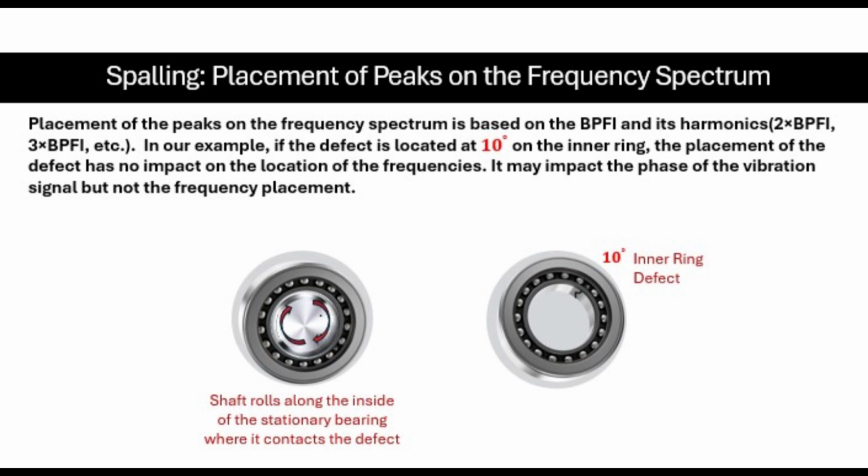Placement of the peaks on the frequency spectrum is based on the BPFI and its harmonics. First harmonic is located at 2 times BPFI, base peak of BPFI. The second harmonic is located at 3 times BPFI, and so forth. In our example, if the defect is located at 10 degrees on the inner ring, the placement of the defect has no impact on the location of the frequencies. It may, however, impact the phase of the vibration signal but not the frequency placement, which is solely determined by the BPFI and its harmonics.